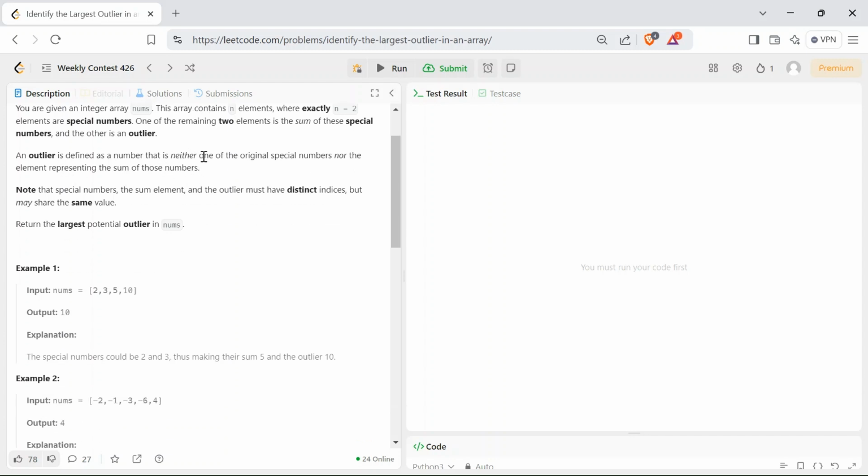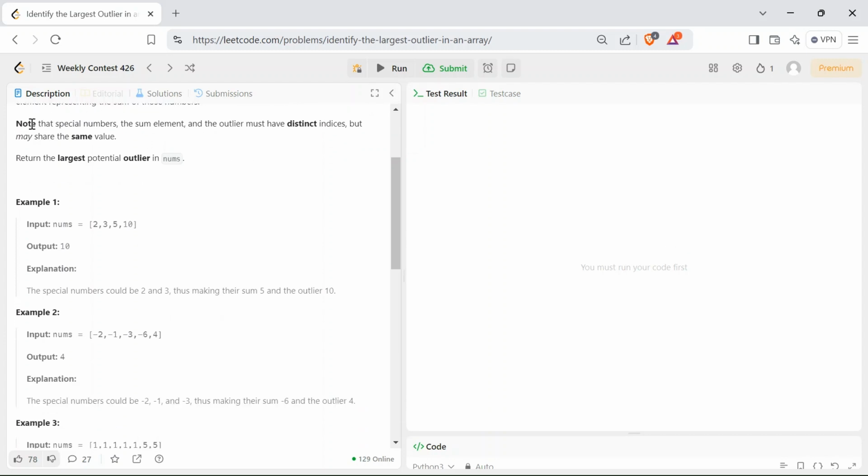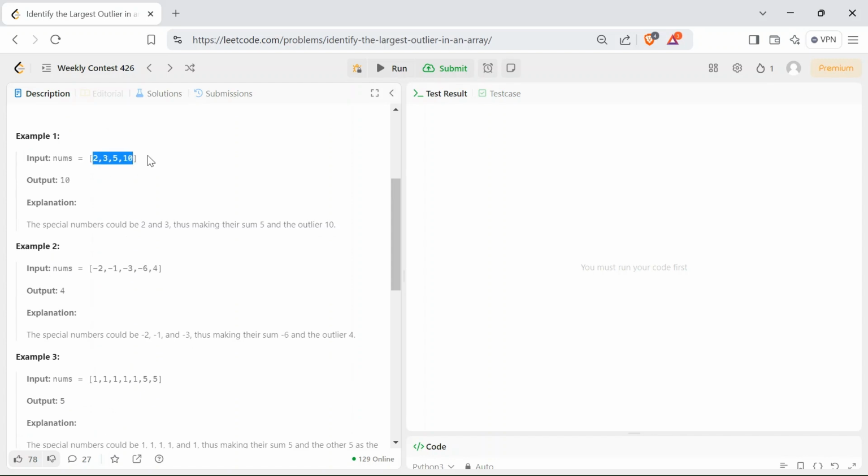Outlier is defined as a number that is neither one of the original special numbers nor the element representing the sum of those. We're also given a note that special numbers, the sum element, and the outlier have distinct indices, but may have the same value. Return the largest potential outlier in nums. So we have to return the largest outlier that can be possible, satisfying the conditions that there are n minus 2 special numbers, a sum element representing the sum of the special n minus 2 numbers, and the outlier.